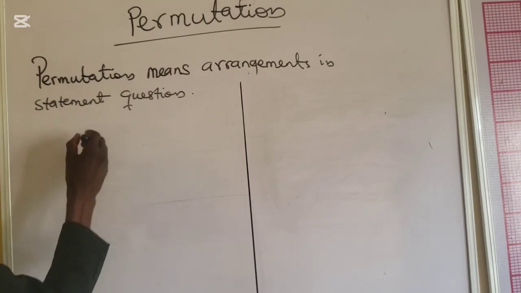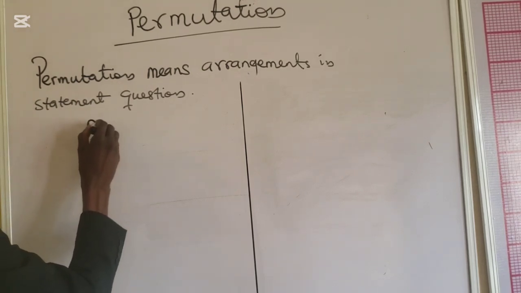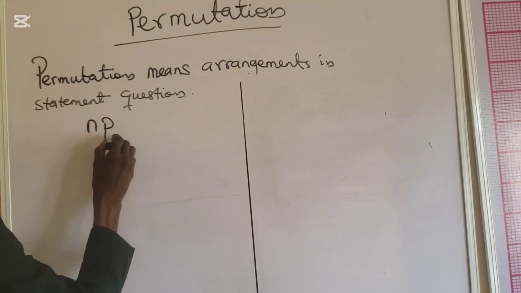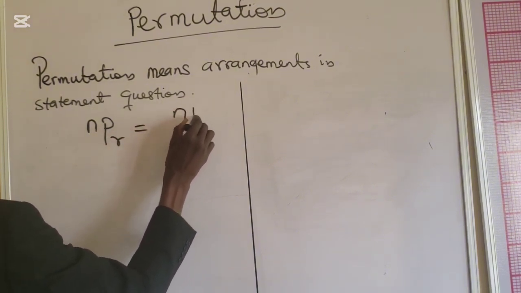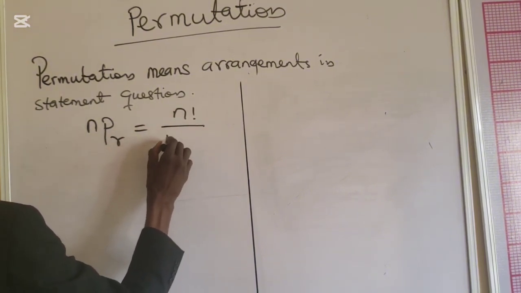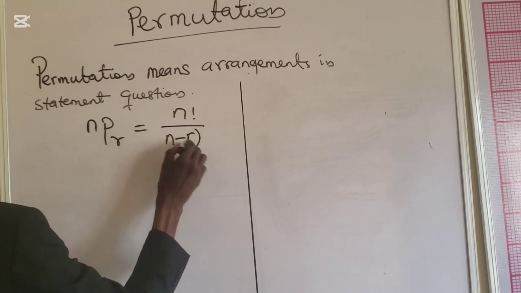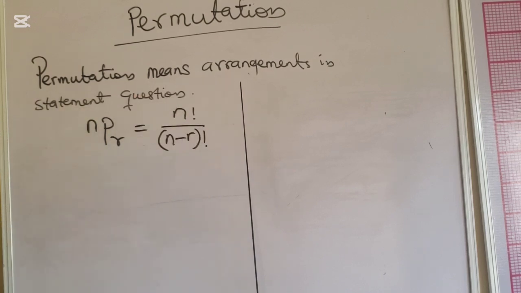Now, if you are asked to say nPr, permutation r, it simply means n factorial over n minus r, all factorial. So with this, you can solve any problem on permutation and combination.